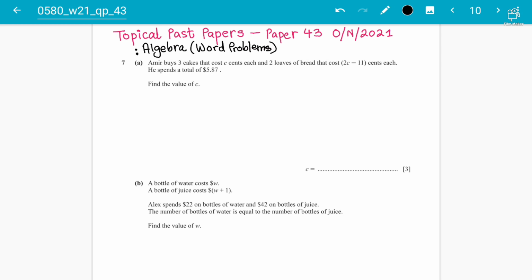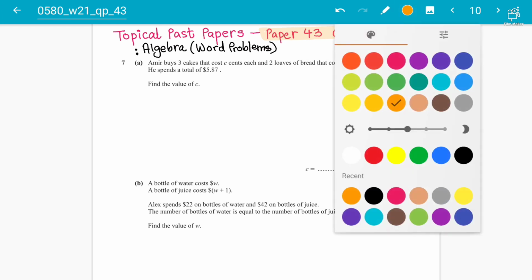Okay, so we have taken 2021 as our year, and we are going to solve all questions of 2021 in all the Paper 4 of the IGCSE Maths 0580. So without wasting time, let's get started.